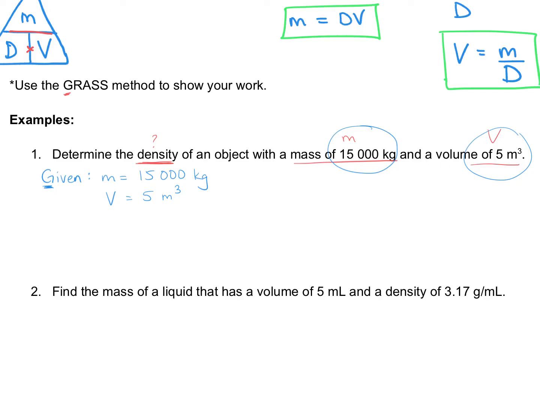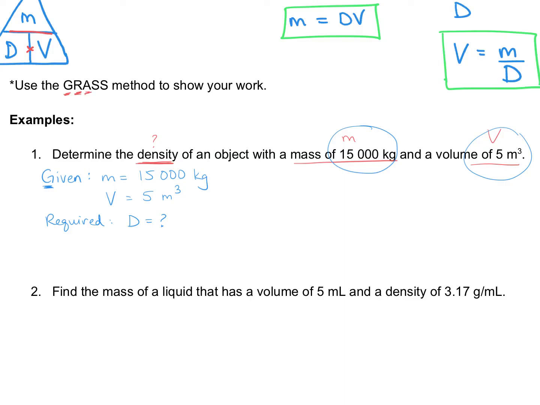R is the required. So R is what we're actually trying to solve for, or what we're being asked to find. In this question, we're being asked to determine the density. So I come back here and say capital D equals question mark. I'm using the symbol for density, and I'm putting a question mark because I don't know what it is, but that's what I'm trying to find. So that's the R step here.